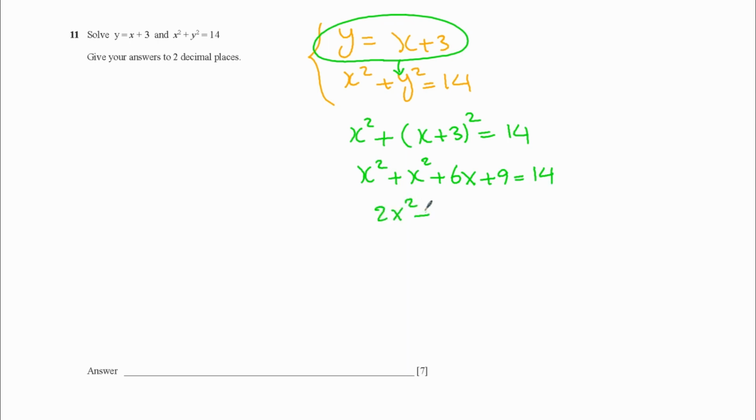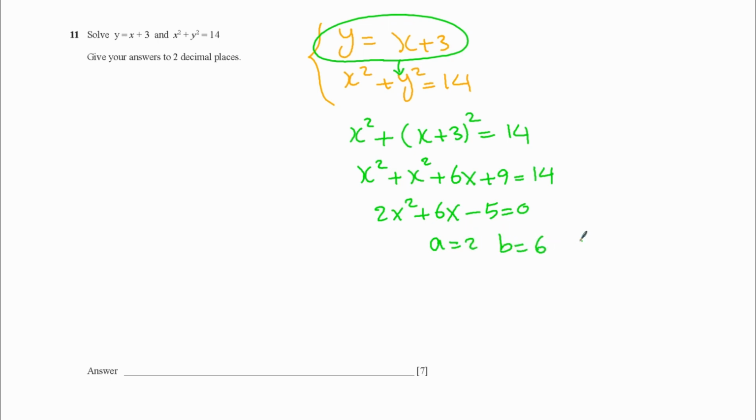14 comes to this side. To make it the standard form would be minus 14, minus 5 equals 0. Now in here I can use the formula. Again, we had a question just using the direct formula, and that's a sort of reliable route to any quadratic equation. So my a equals 2, b equals 6, and c equals minus 5.